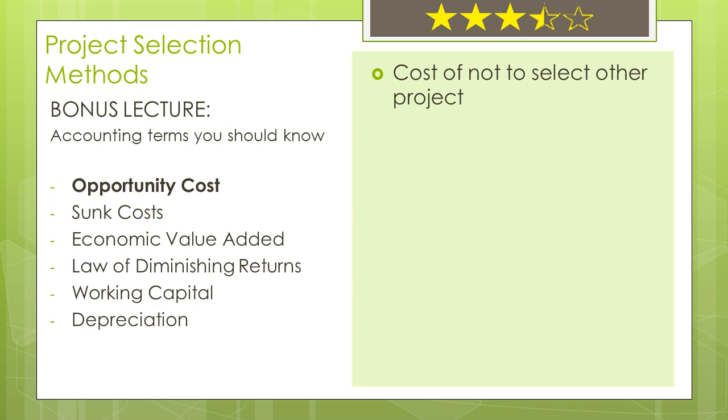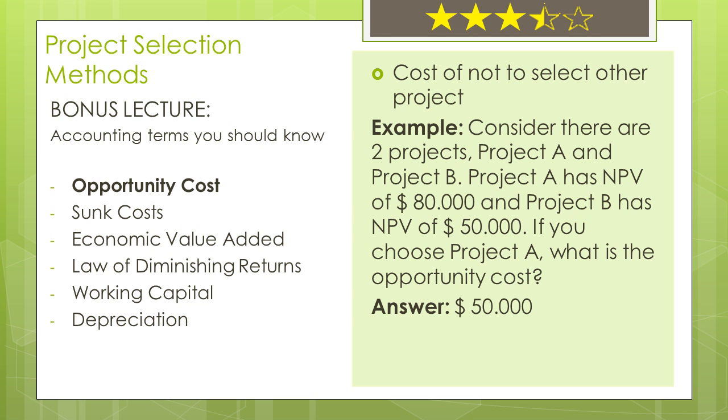First term is opportunity cost. Opportunity cost is the cost of not selecting the other project. For example, consider there are two projects, Project A and Project B. Project A has NPV of $80,000 and Project B has NPV of $50,000.